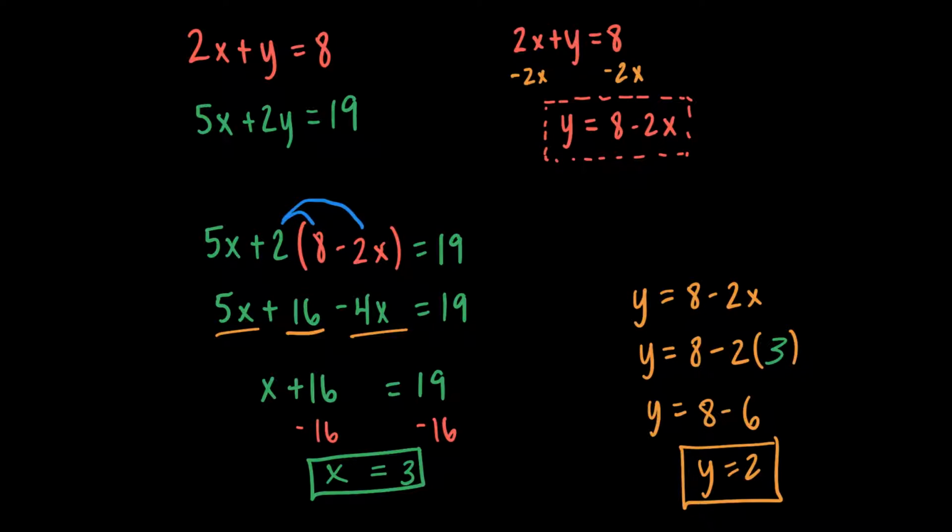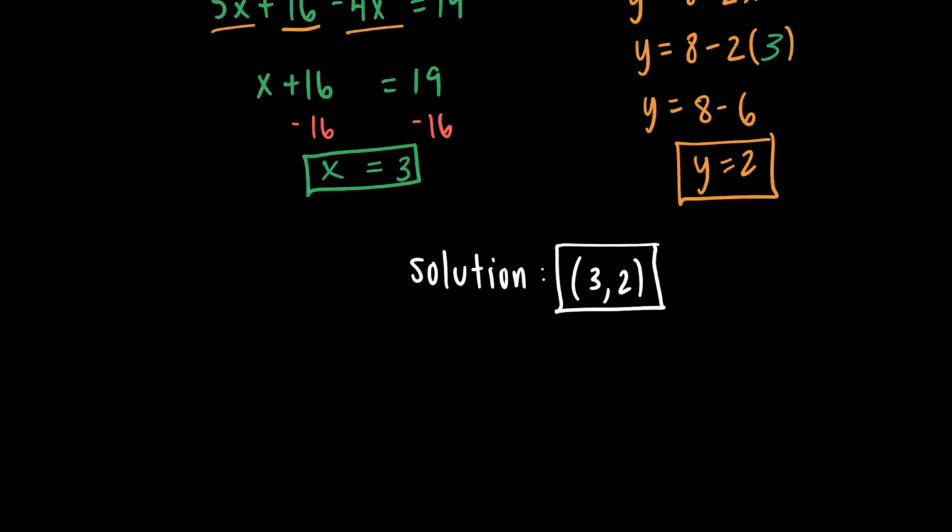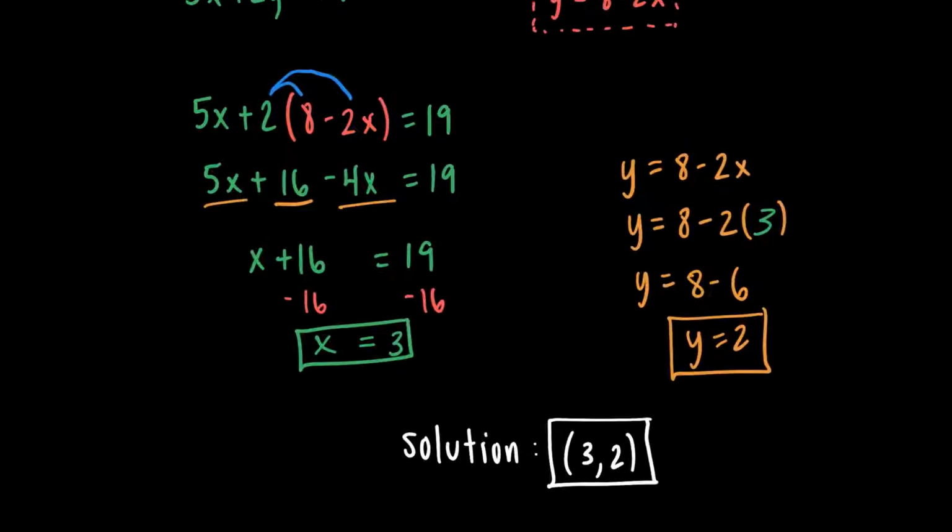So our solution then, if we're going to write this out and be mathematically correct, is actually an ordered pair. It's (3, 2). The x value is 3, and the y value is 2. That was a terrible box. Let's try that again. That's only slightly better. Okay. One thing I want you to do is check these.